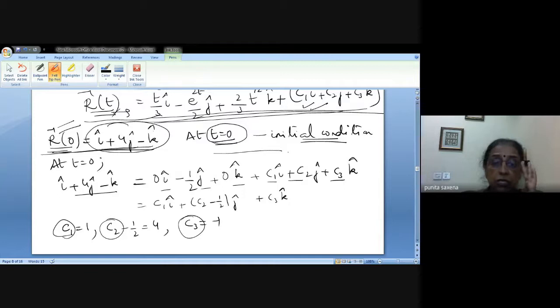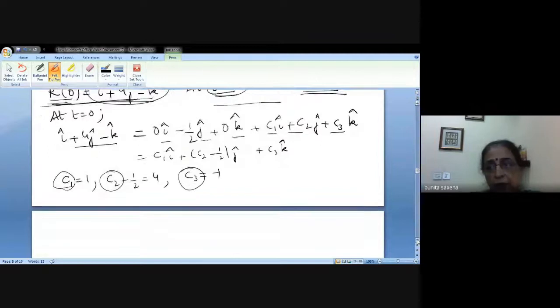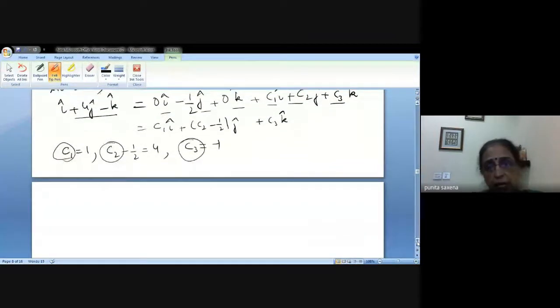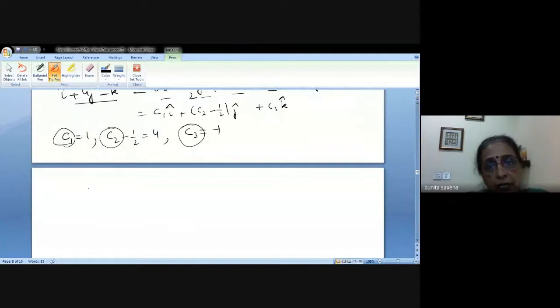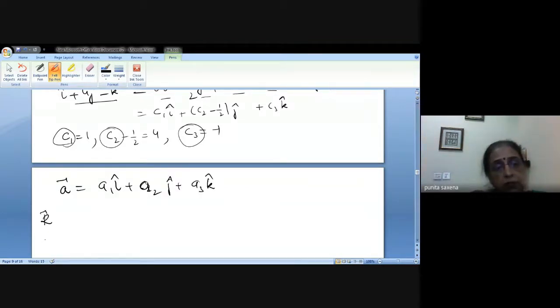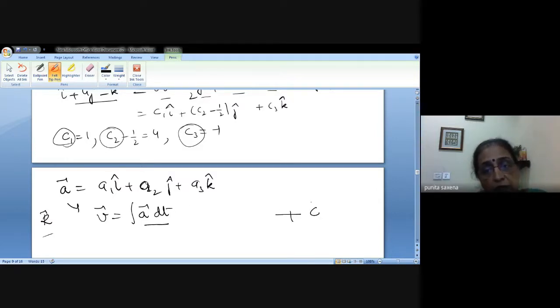And not just this, depending on how many times we are integrating, so many initial conditions are required. Like here, the velocity was given and we found displacement. It could be that I am given acceleration, like my A could be given as A1i plus A2j plus A3k. Now I have to find R. So from A, we'll have to first find V, which is nothing but the integral of the acceleration. When you integrate this, it will have some constant vector, some c, right?